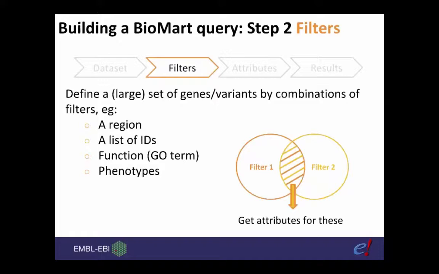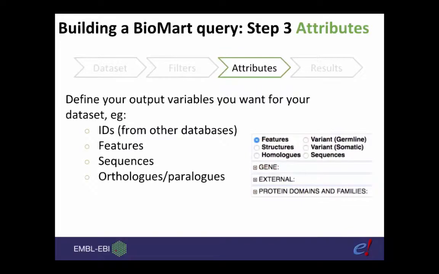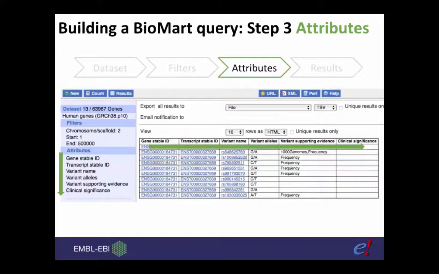Then you would define your attributes. So you essentially define your attributes as the data that you want to find out about your reduced data set. So you can find out IDs from other databases, for example, your features, sequences, and orthologs and paralogs across all the species in Ensembl. And essentially, what you're doing really is just defining your column headers for your output table.